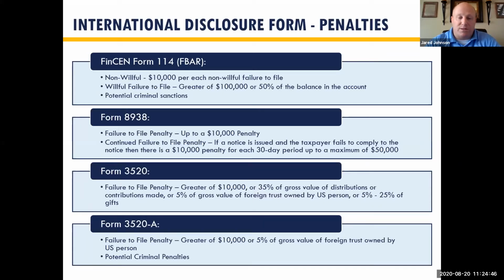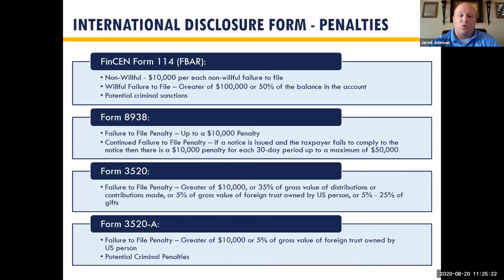8938, again, which is the same information as the FBAR for the most part, but it gets filed with your tax return, is not filed separately like the FBAR is. This gets filed and attached to your tax return. This penalty is a $10,000 failure to file penalty. And then if you continue to fail to file, it's an additional $10,000 penalty for each 30 days up to a maximum of $50,000.